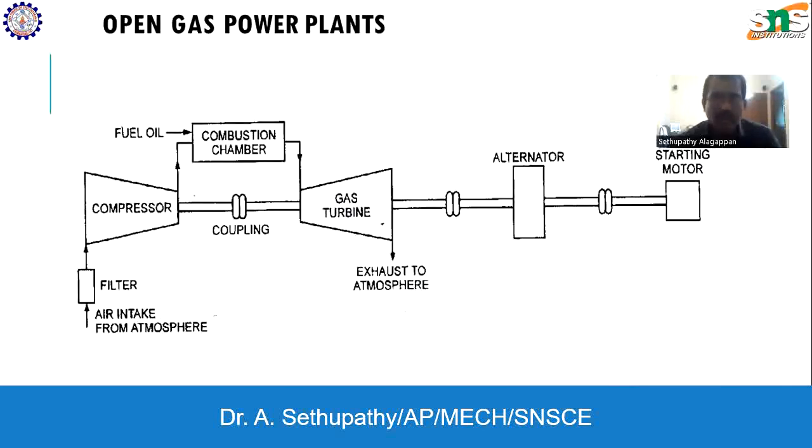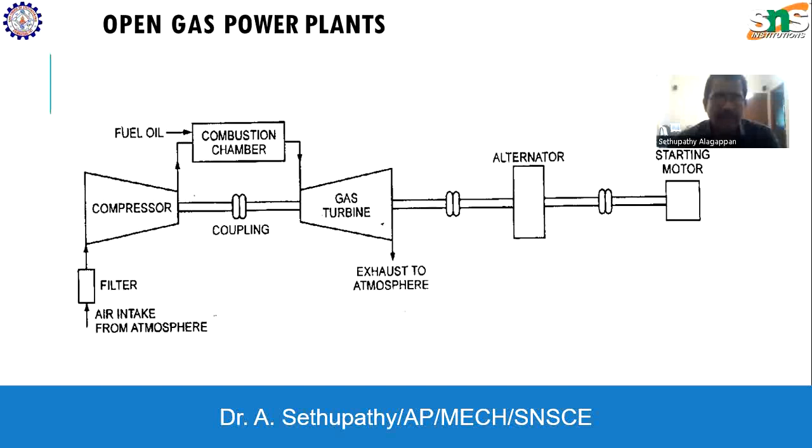The diagram shows how the gas turbine works. The air comes from the atmosphere through the air intake, which uses filters. The air goes through the compressor. The compressor is coupled with the gas turbine, and the compressor is rotated by the gas turbine. Excess gas is exhausted through the gas turbine vents. The gas turbine is connected with the alternator, and the alternator is connected with the starting motor. The starting motor first starts the gas turbine and compressor.